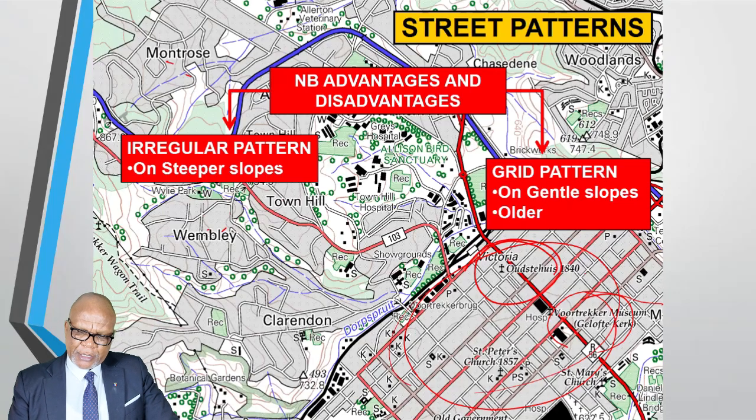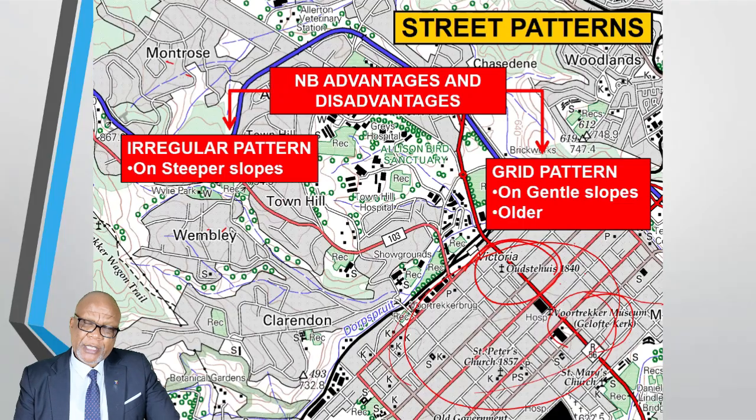What you should know again is, for the grid pattern, what are the advantages and the disadvantages? This pattern is so easy to lay out, and then it's easy to find your way here. That will be the advantage of the gridiron pattern. It's easy to lay out, then it's easy to find your direction here. And it is found on the older part of the city, which was flat.